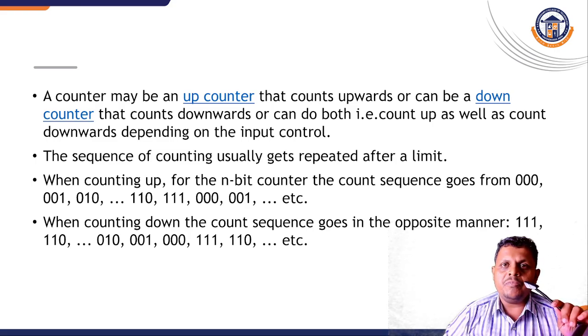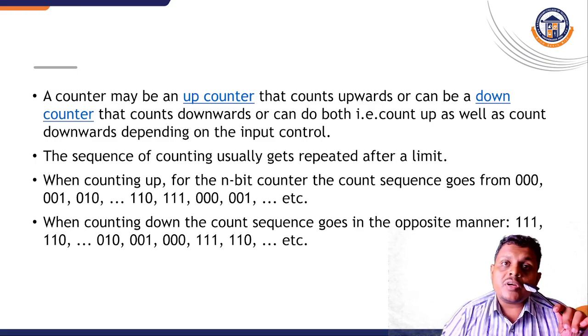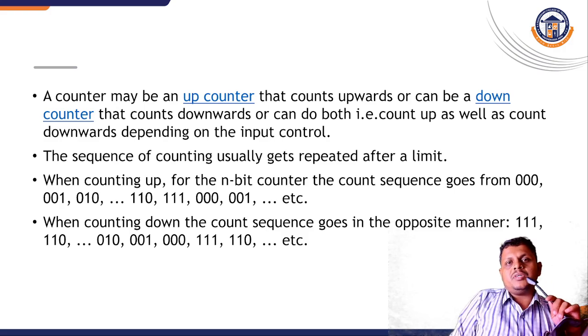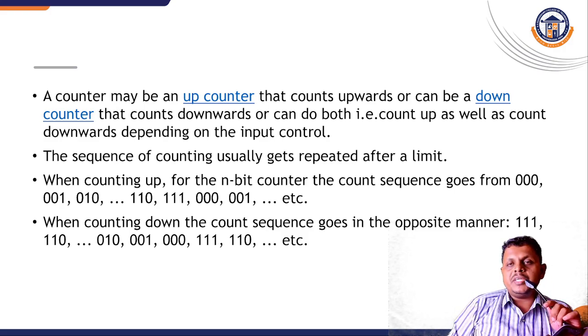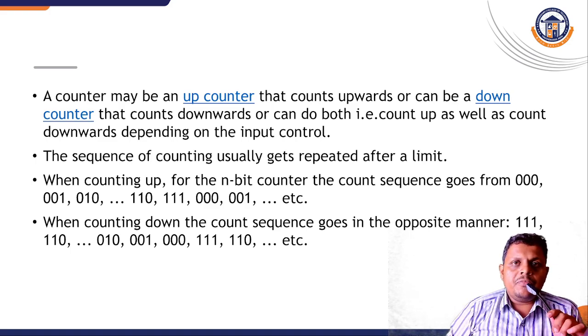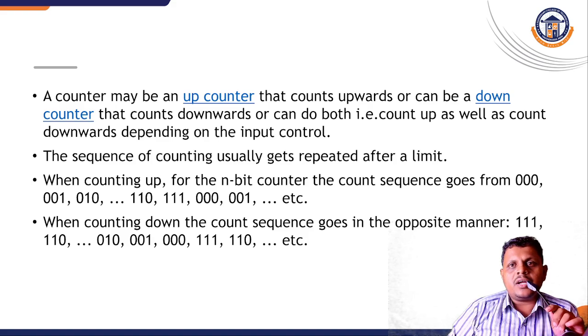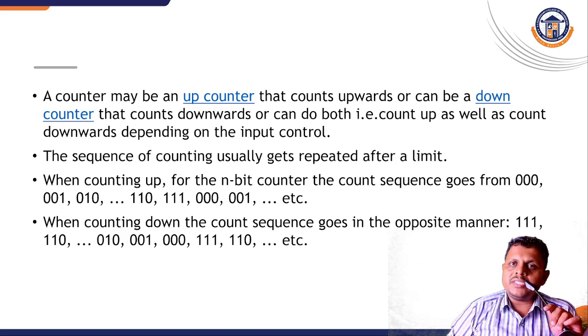So there are two types of counter, that is up counter and down counter. The counting may be classified based on the counting sequence. When counting up for the n-bit counter, the count sequence goes from 0 0 0, 0 0 1, 0 1 0, up to 1 1 1, and again it counts from 0 0 0, 0 0 1, likewise. When counting downwards, the count sequence goes in the opposite manner.